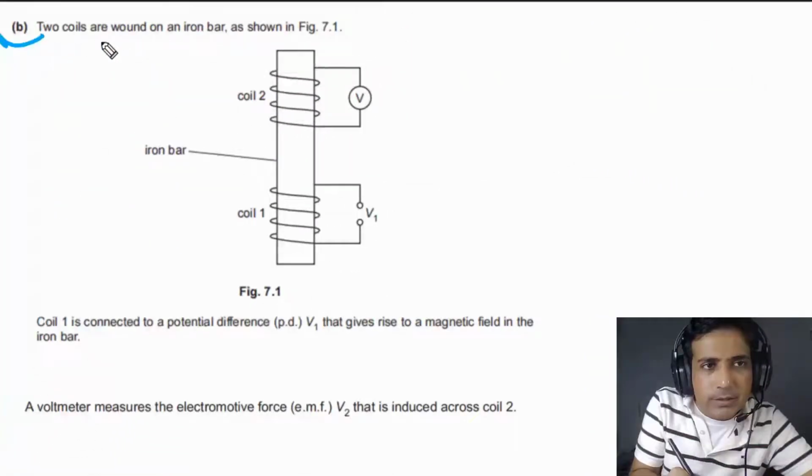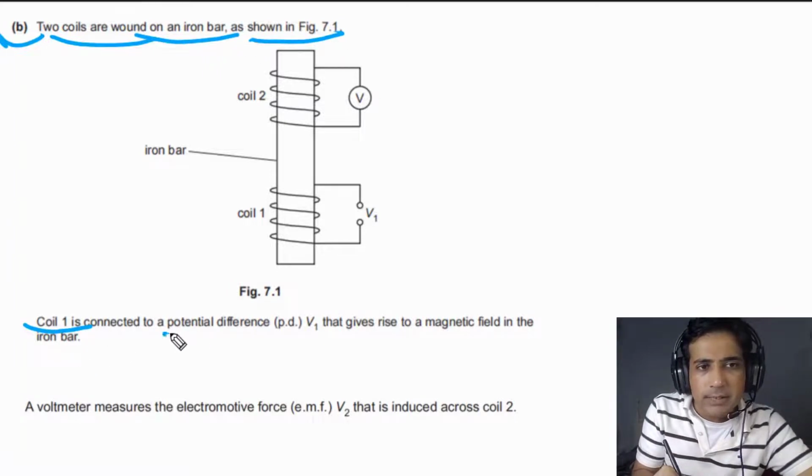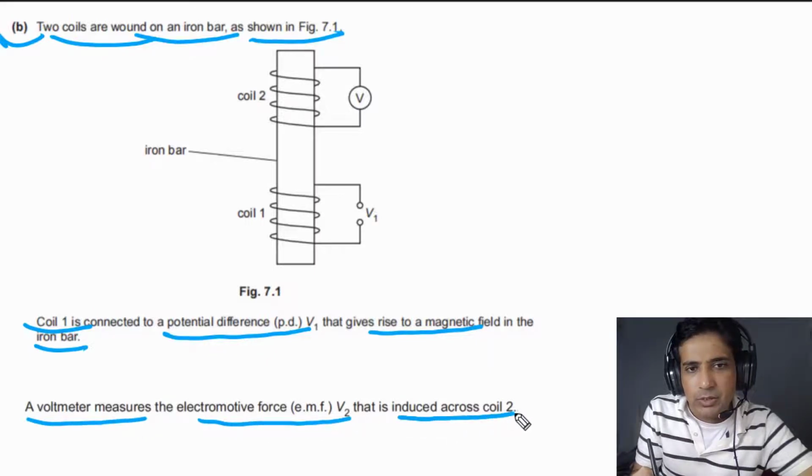For part B, it is given to us 2 coils are wound on an iron bar as shown in figure 7.1. Coil 1 is connected to a potential difference V1 that gives rise to a magnetic field in the iron bar. A voltmeter measures the electromotive force V2 that is induced across coil 2.